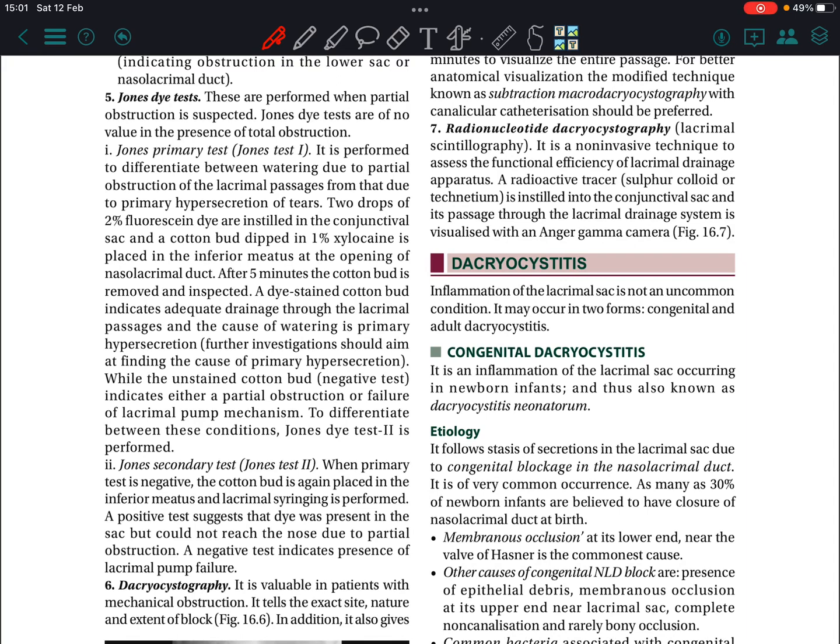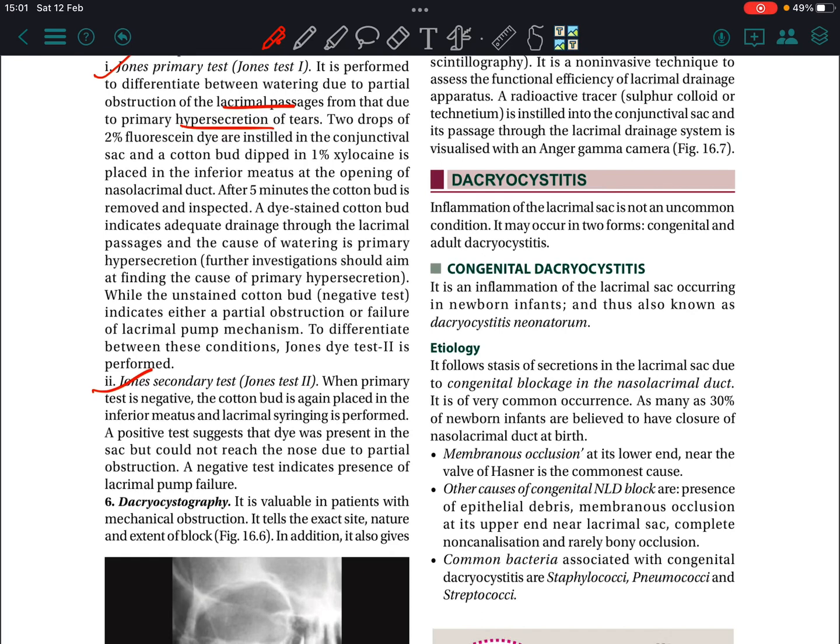Jones dye test: Jones primary test and Jones secondary test. The primary test is performed to differentiate between watering due to partial obstruction of the lacrimal passage from that due to primary hypersecretion of tears. Two drops of 2% fluorescein dye are instilled in the conjunctival sac and a cotton bud dipped in 1% xylocaine is placed in the inferior meatus.